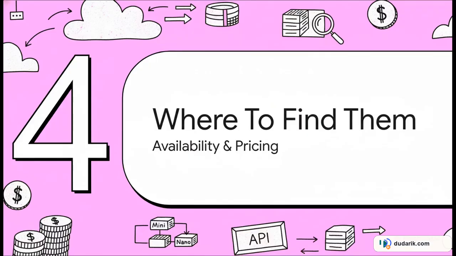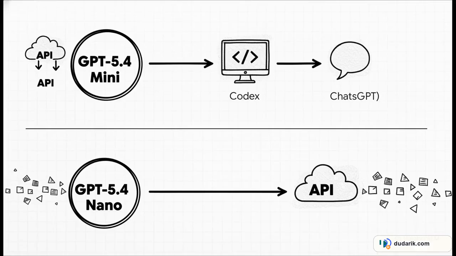Okay, so you're sold. You want to try them. Where can you actually get your hands on these models? Let's talk practicalities. So Mini is pretty much everywhere. You can call it from the API, you can use it inside the Codex platform, and it's even the engine behind the thinking feature for ChatGPT free and Go users. Nano, on the other hand, is strictly an API-only model, and that really doubles down on its role as a pure infrastructure piece for your high-volume pipelines.